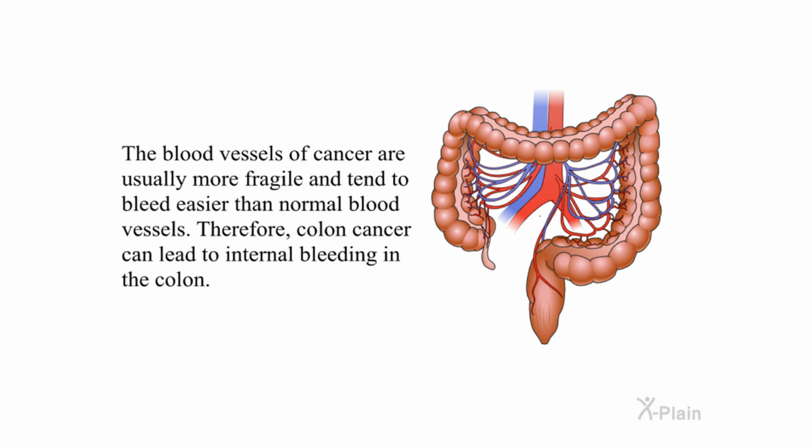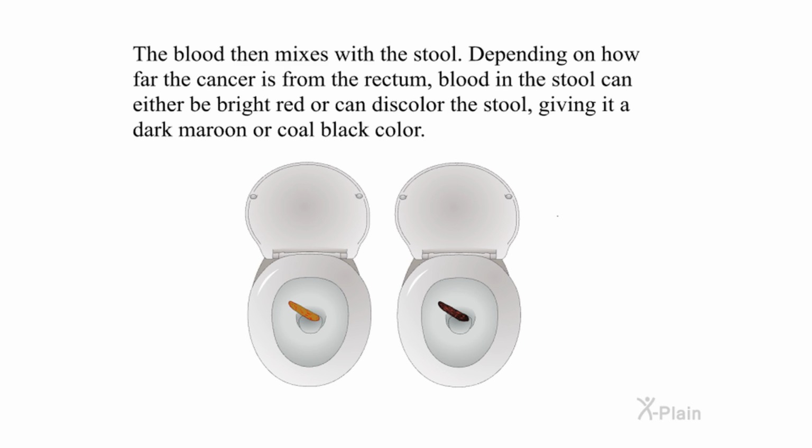The blood vessels of cancer are usually more fragile and tend to bleed easier than normal blood vessels. Therefore, colon cancer can lead to internal bleeding in the colon. The blood then mixes with the stool. Depending on how far the cancer is from the rectum, blood in the stool can either be bright red or can discolor the stool, giving it a dark maroon or coal black color.